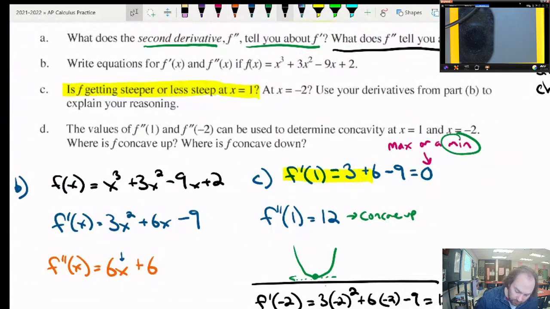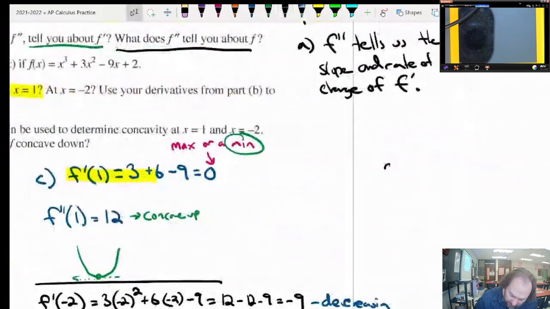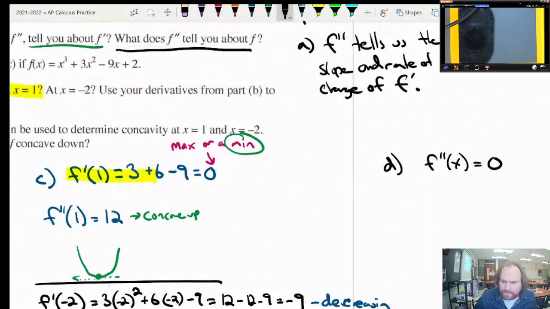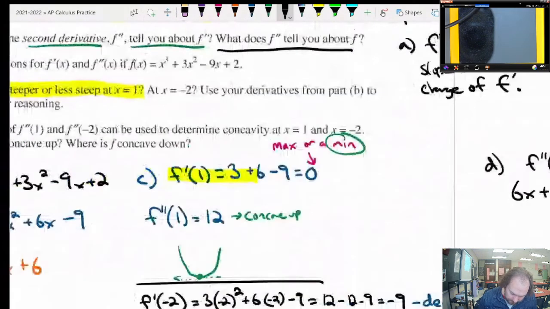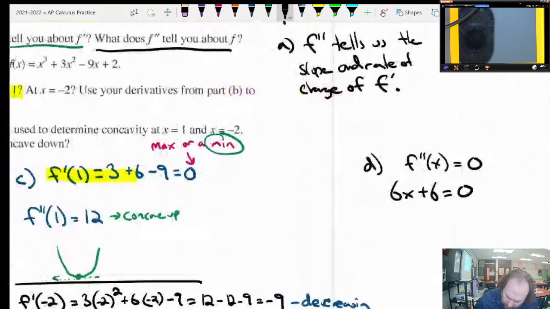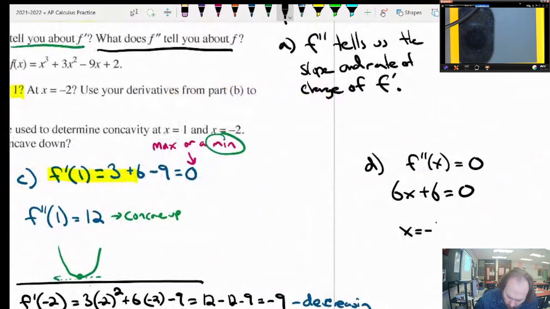Question D we can answer relatively simply by just taking the second derivative and setting it equal to 0. This is pretty easy to do because our second derivative is just 6x plus 6, I think. I'm just going to confirm that really quick. Yeah. And that is going to be 0 when x is equal to negative 1. Just doing the algebra in my head really quick. Negative 6 over 6 is negative 1.